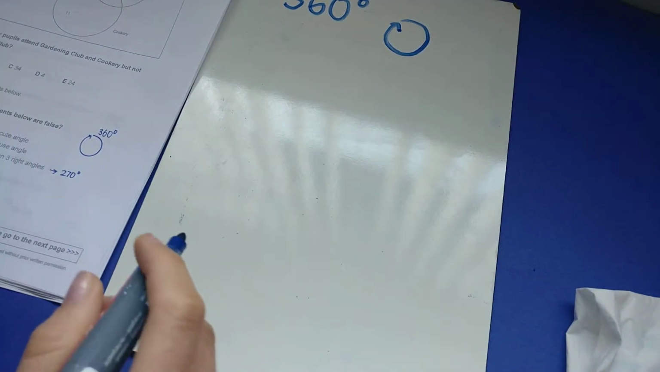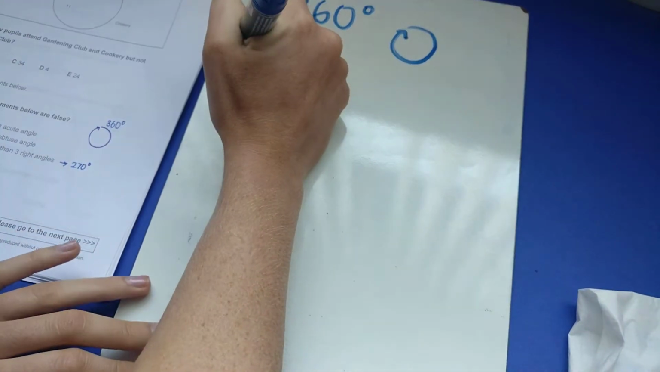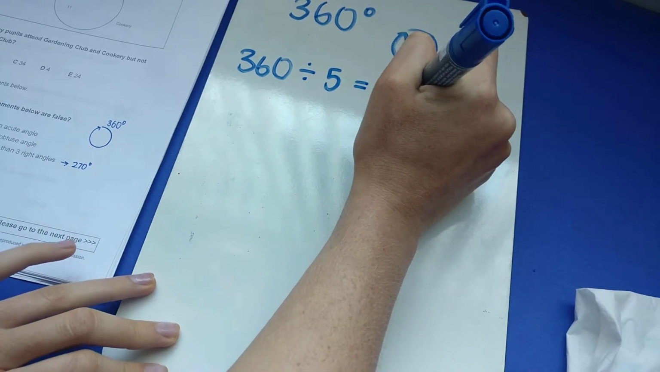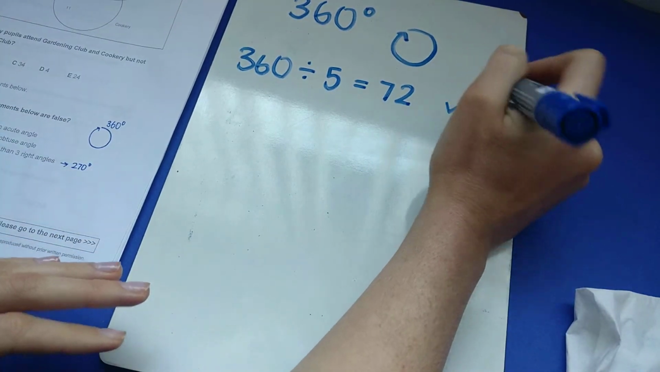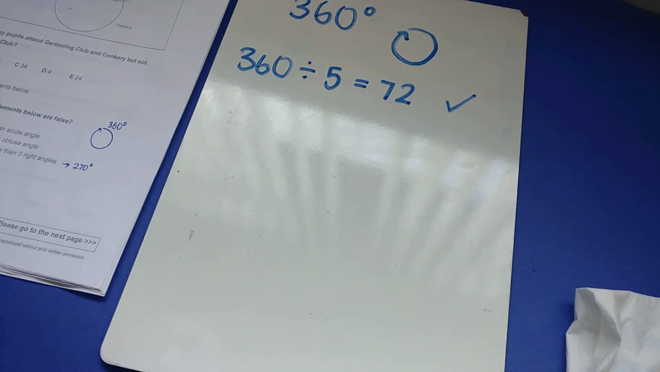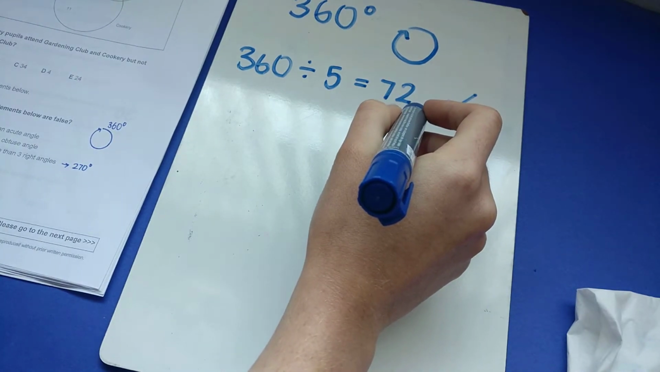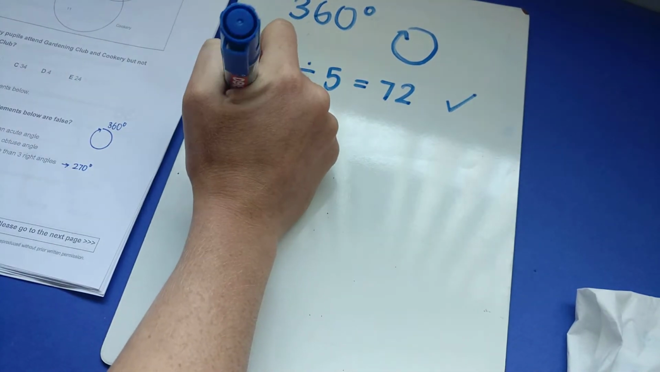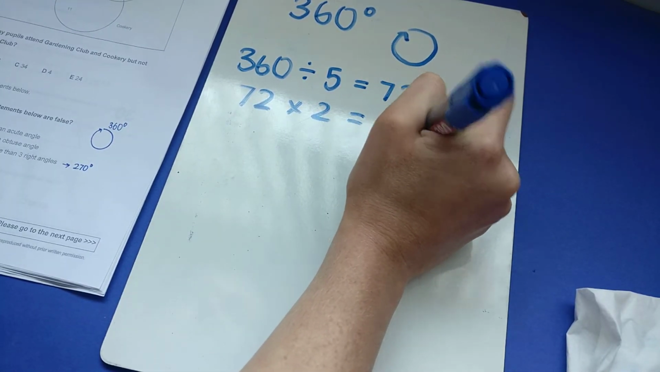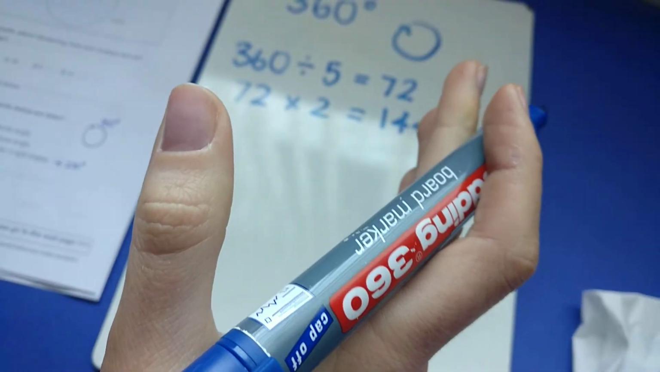A 5th then, it asks us if a complete turn is an acute angle, so 360, all you're doing there is dividing that by 5, which gives you 72. Is that an acute angle? It is, because it's less than 90 degrees. The next one then is 2/5. Okay, so we've already worked out that 1/5 is 72, so 72 times 2 gives us 144, and it's an obtuse angle. Yes, that is an obtuse angle between 90 and 180.